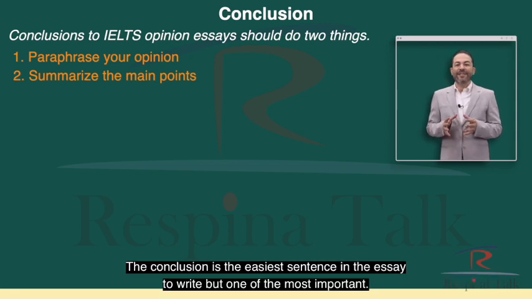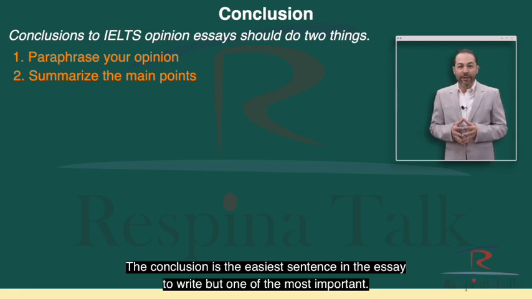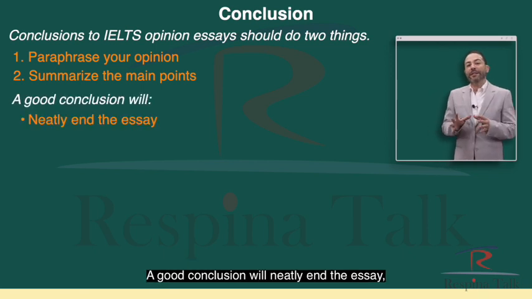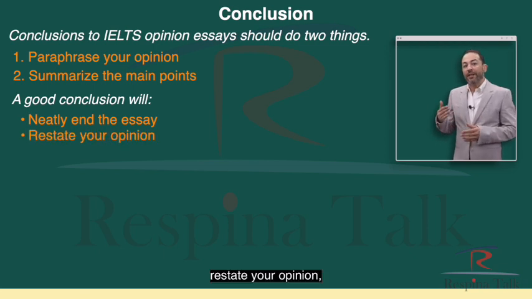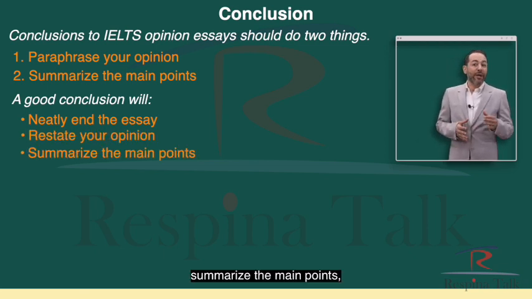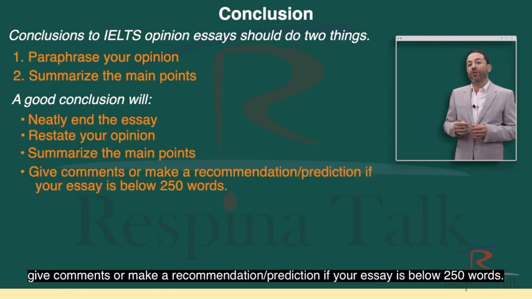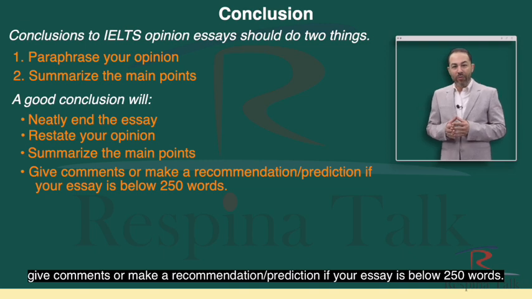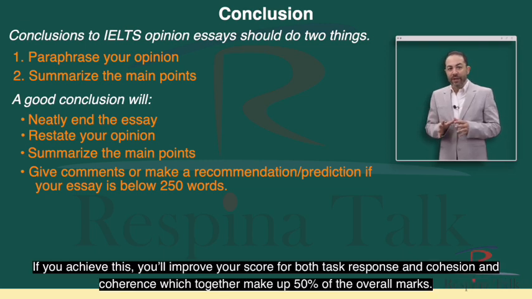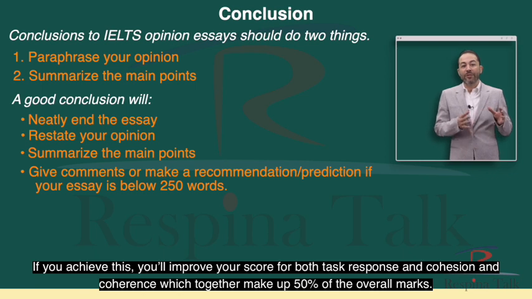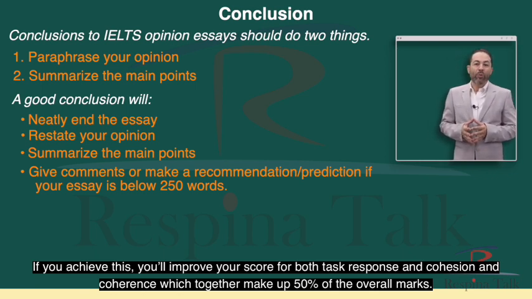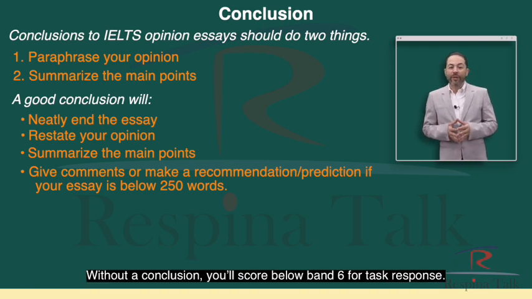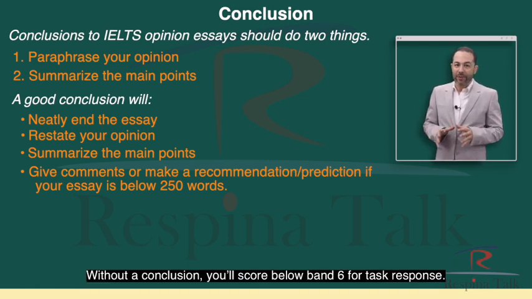The conclusion is the easiest sentence in the essay to write, but one of the most important. A good conclusion will neatly end the essay, restate your opinion, summarize the main points, give comments or make a recommendation or prediction if your essay is below 250 words. Now, if you achieve this, you'll improve your score for both task response and cohesion and coherence, which together make up 50% of the overall marks. Without a conclusion, you will score below band 6 for task response.